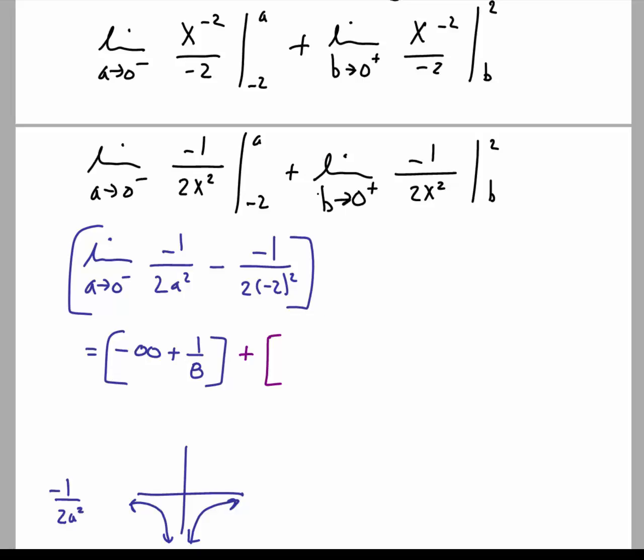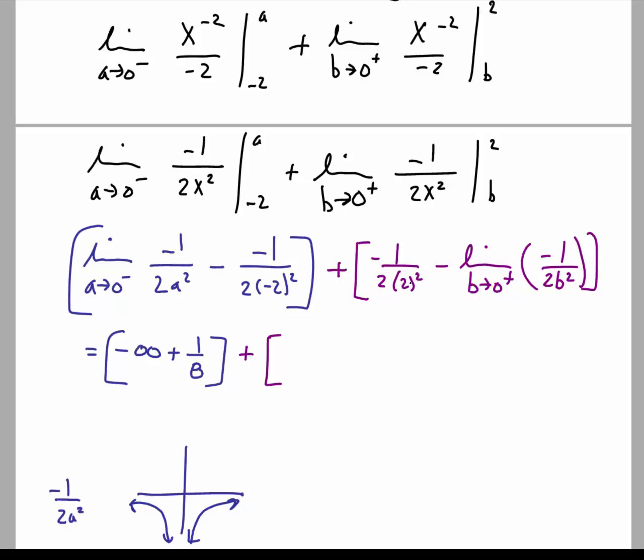Okay, and then over here, the limit as b approaches 0 from the right. I guess I can write it up here. Plus the limit as b approaches 0 from the right of negative 1 over 2b squared. So there's my upper. Actually, my upper will be the 2. I have to plug that 2 in first. So that would be negative 1 over 2 times 2 squared, minus my lower, which would be the limit as b approaches 0 from the right of negative 1 over 2b squared.